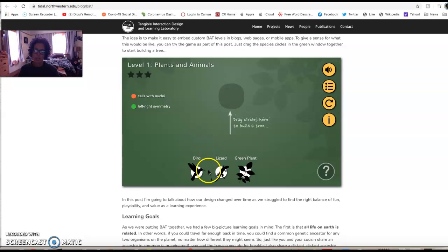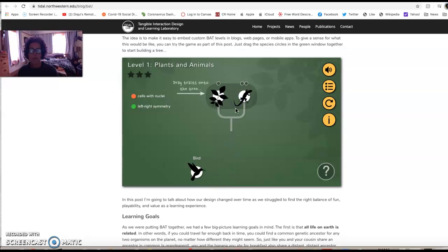And the animals will have that, and plants don't necessarily have that. So we're going to drag some critters here to build a tree. Let's start with our plant. And then you drag up the others, and the connecting lines between the organisms are what indicate their relatedness. So if I stick the lizard up there, this is saying this plant has one of these traits, but not the other. The lizard has both.